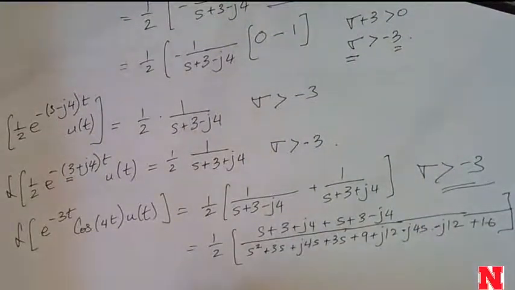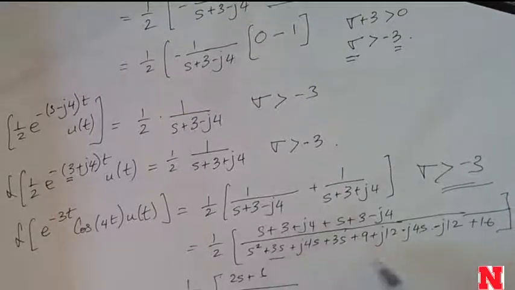So if I put it all together, I get 1/2 times 2s plus 6 over s squared plus 3s and 3s, 6s.